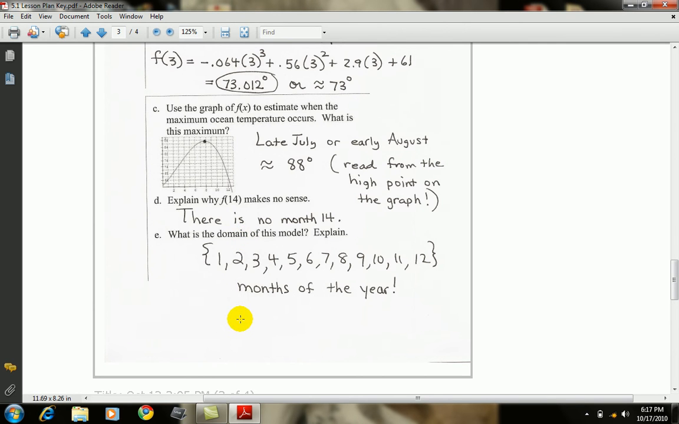And of course, what would the domain be of this model? It would be your first 12 whole numbers. We're not going to count 0, obviously, so I've written the domain out for you as 1, 2, 3, all the way up to 12. Not all the numbers in between, because that doesn't make a lot of sense. You're just putting the month into the model.